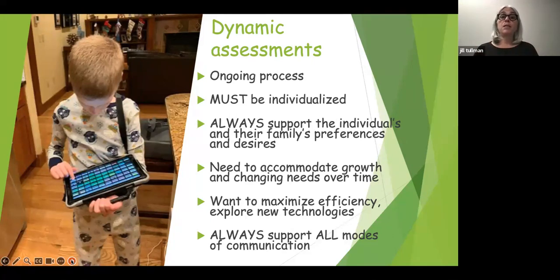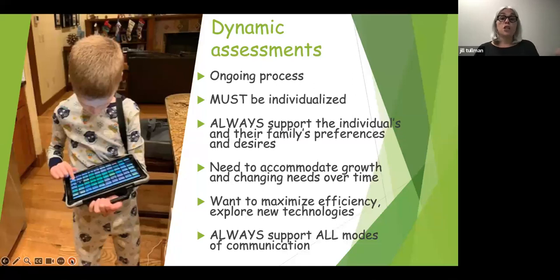I have a really hard time with an entire district giving every single student who needs augmentative communication an iPad with the same communication app and the same vocabulary. We have to really be mindful with what we're doing. Communication solutions need to accommodate growth and changes over time. We always want to maximize efficiency and explore new technologies.